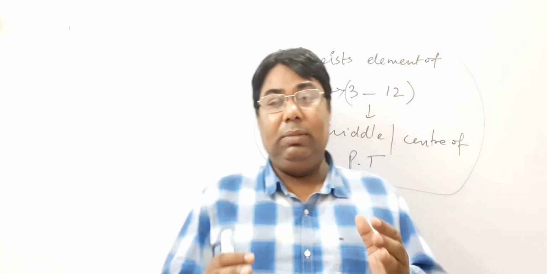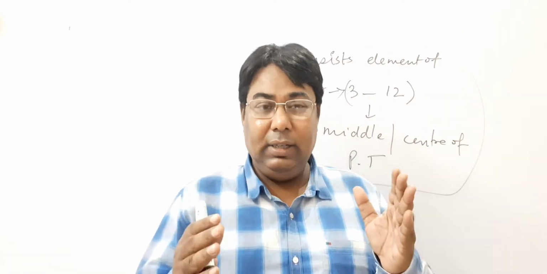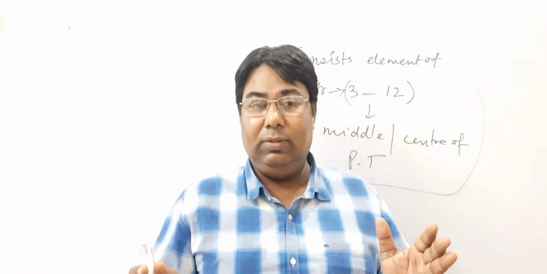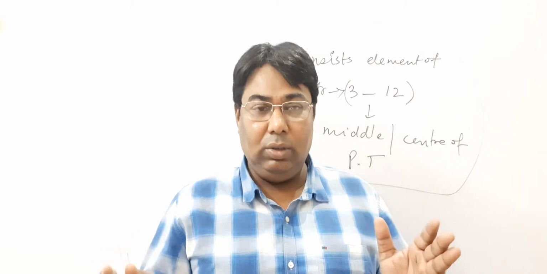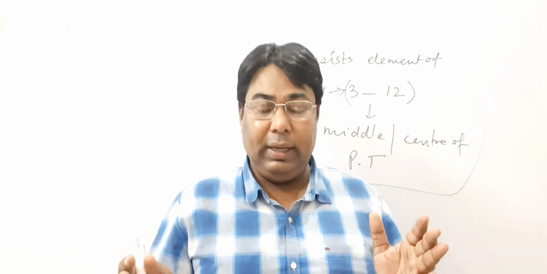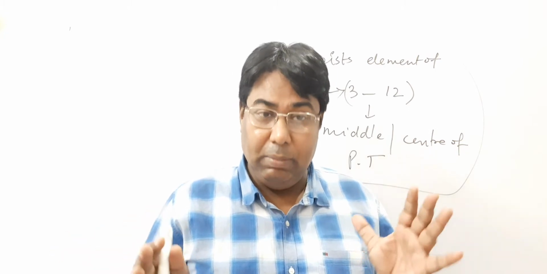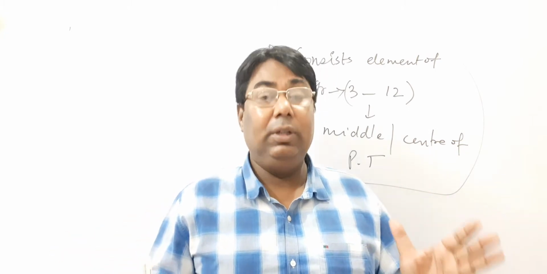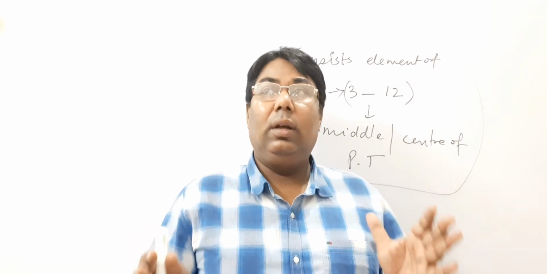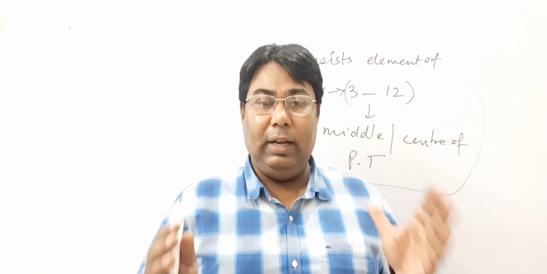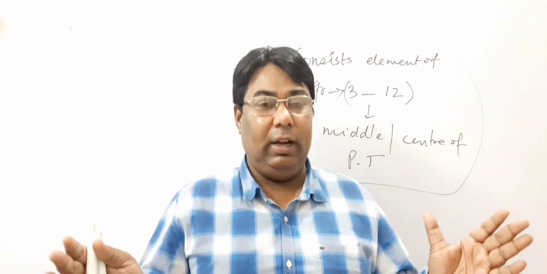So d-block elements: the elements having outermost electronic configuration (n-1)d^1-10, ns^1-2 are known as d-block elements. Understand? Next, d-block consists of elements of group 3 to 12.